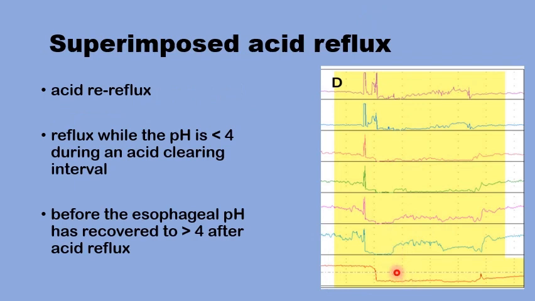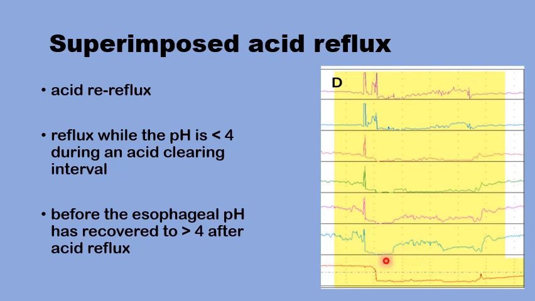This chart shows a prolonged period of acidity in here with a drop of the pH below the pH 4 level, a prolonged period that is actually formed of two different periods in here. So it's an acid reflux.